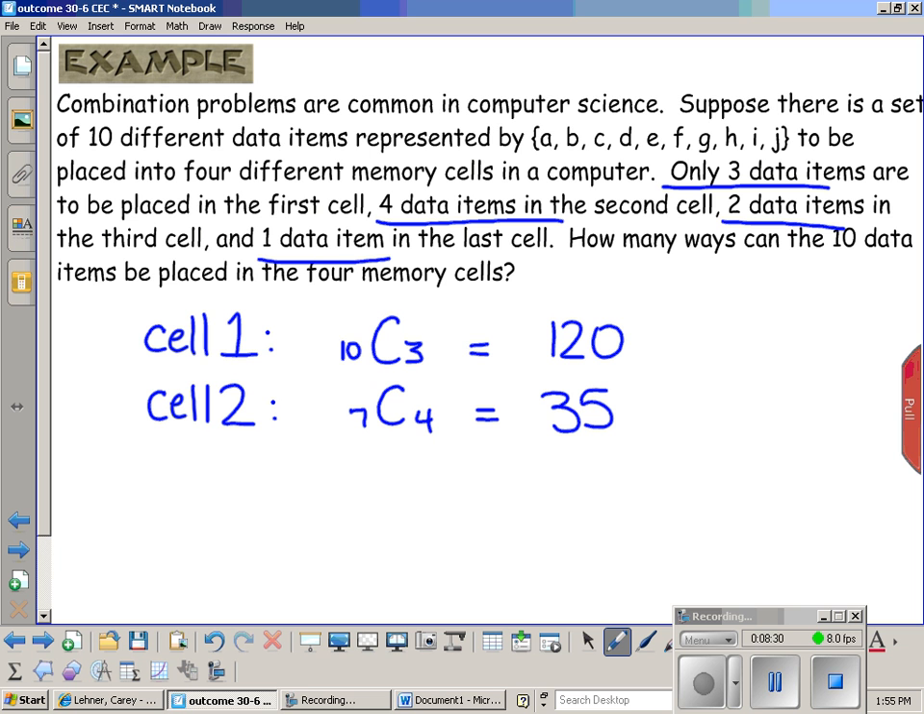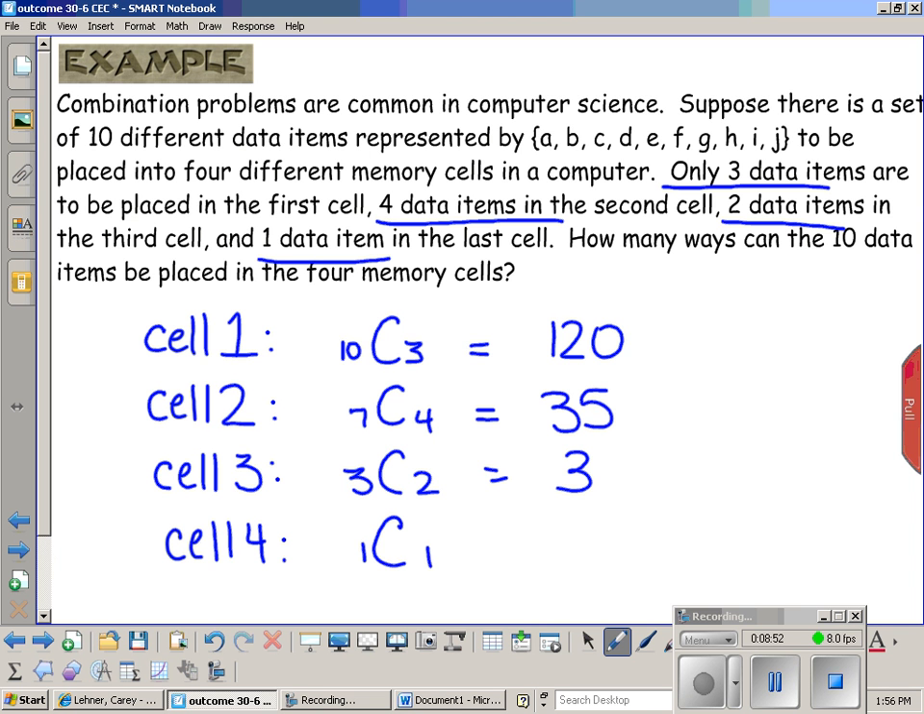Now we've plunked them into cell 2, so it drops down to cell 3. We had 7, we put 4 up in cell 2, so we're only left with 3 items. We're going to choose 2 of them. There are 3 ways we can do that. Now, what's left to go into cell 4? There's only 1 item left. We only need 1 item. There's 1 way that we can do this.